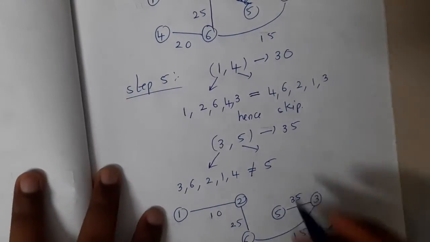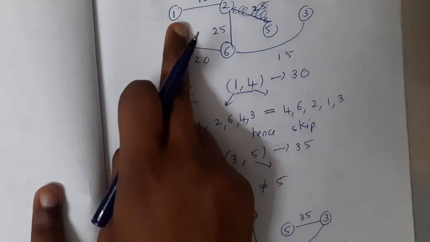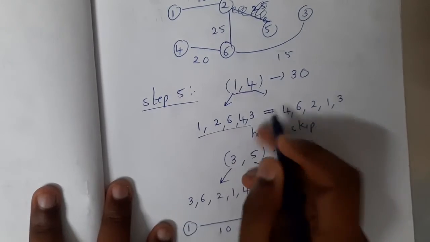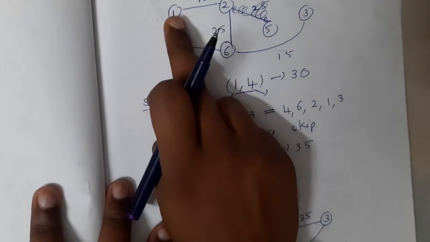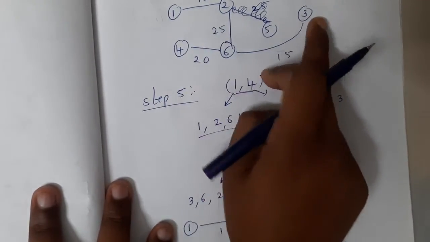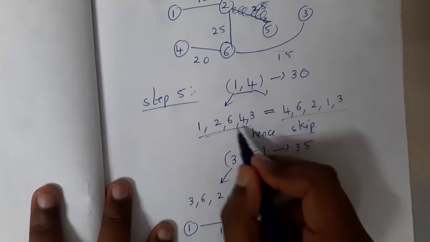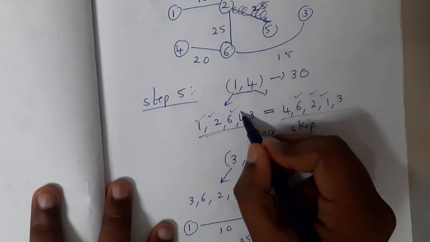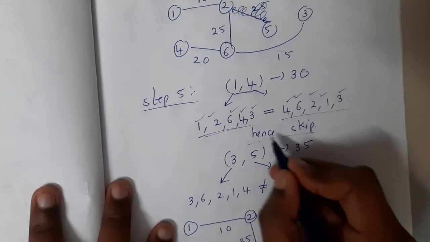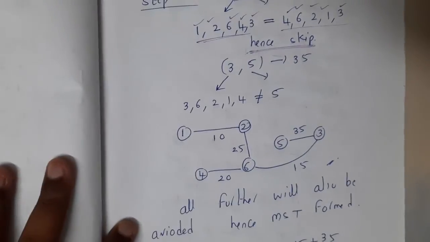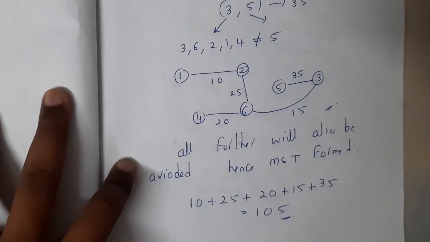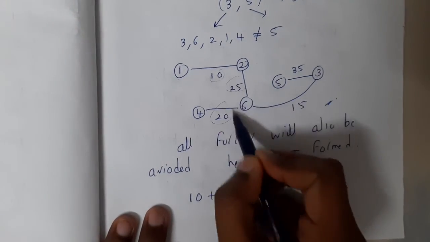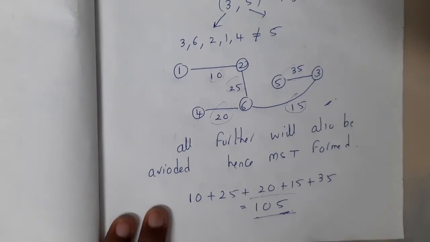Now if you observe 1 comma 4. For 1, the list will be 1, 2, 6, 4 and 3, right? Similarly for 4, it is 6, 2, 1 and 3, right? Both of them are matching, so don't check the order. Basically 1 is there, 2 is there, 6 is there, 4 is there, 3 is there. Everything is matching, hence you will skip it. In this way it will work, guys. So now you got a clear idea with respect to the algorithm also, right? At the end, to find the minimum spanning tree cost, you just add the values, guys. Here the cost is 105. In that way, you will be getting the result.